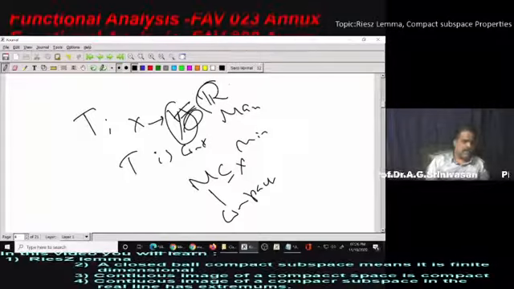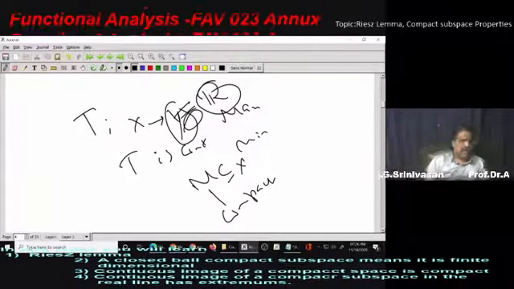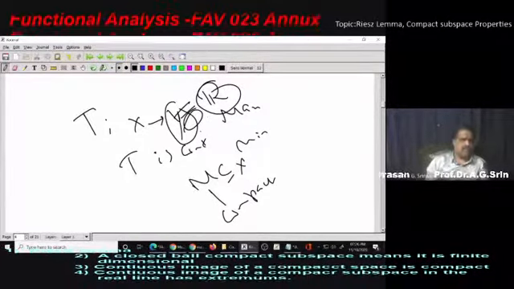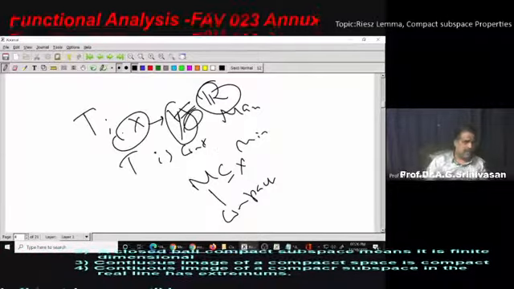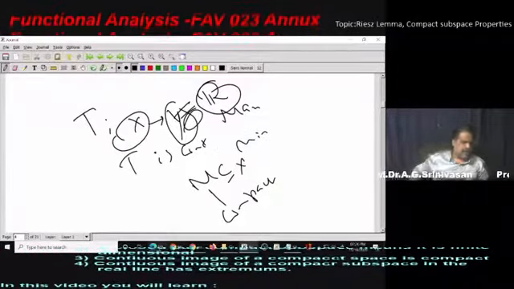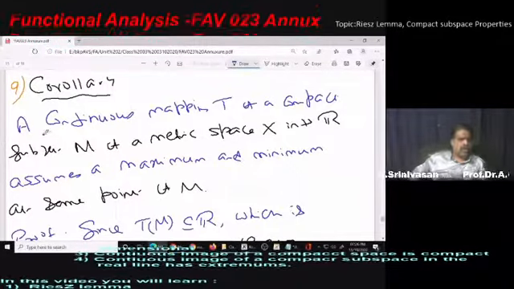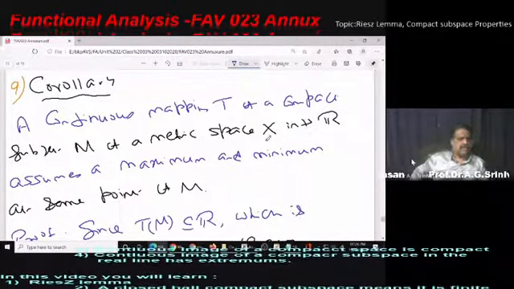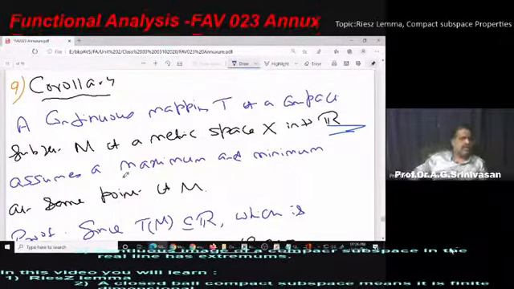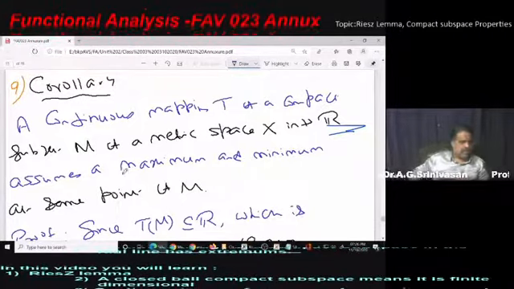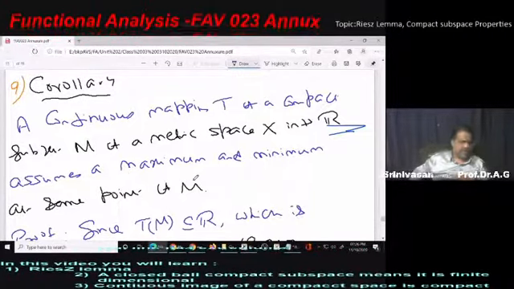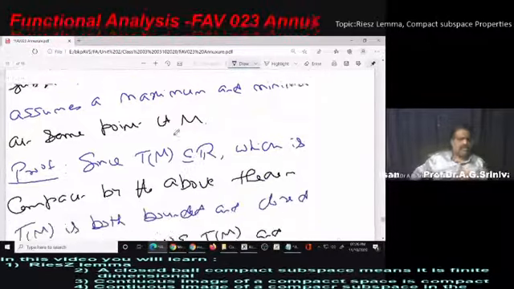In particular, I'm going to show this, of course, not for Y but for R. So for R, if T is a mapping from X to R, then this function will contain the maximum and minimum point if X is compact. That's what we are going to show. It's very easy to prove in just two lines. So a continuous mapping from a compact subset of a metric space into R, with Y being R, always assumes a maximum or minimum point at some point of M.